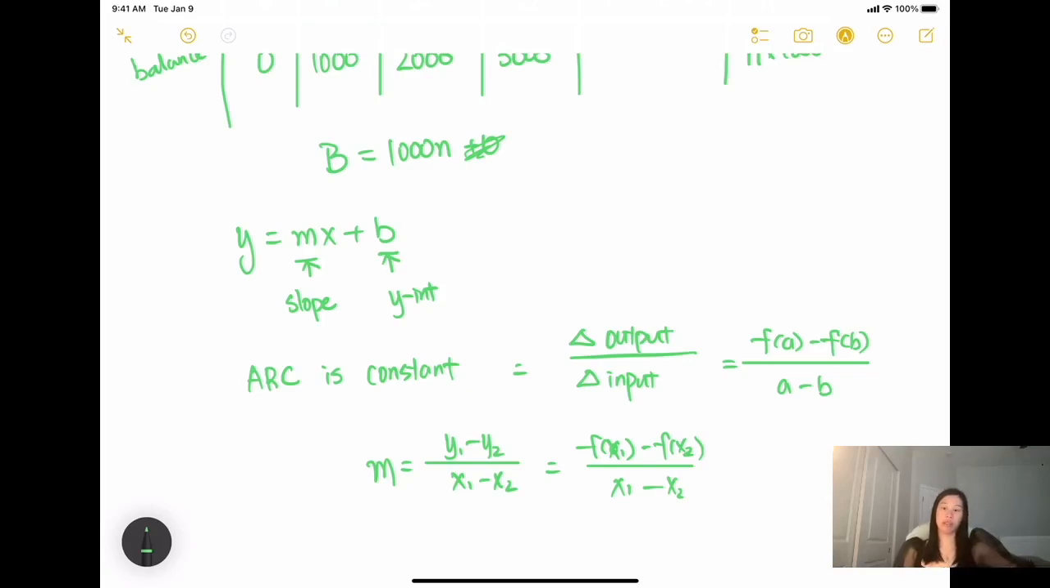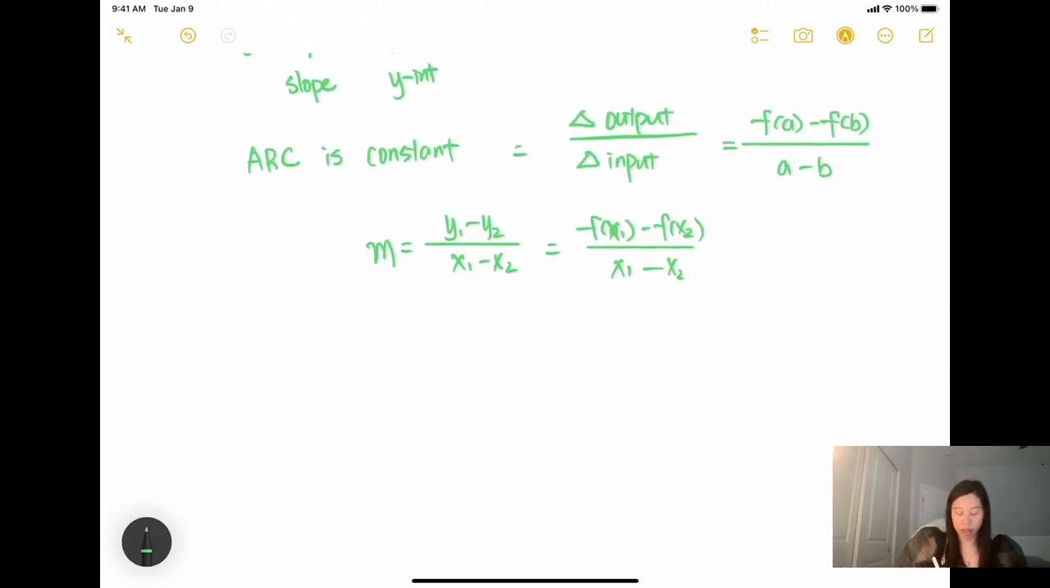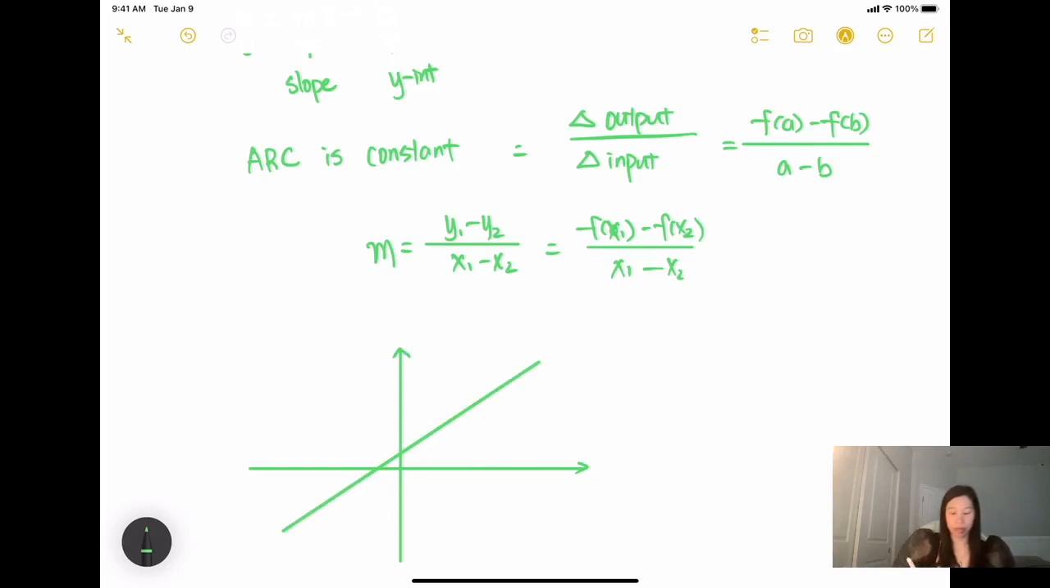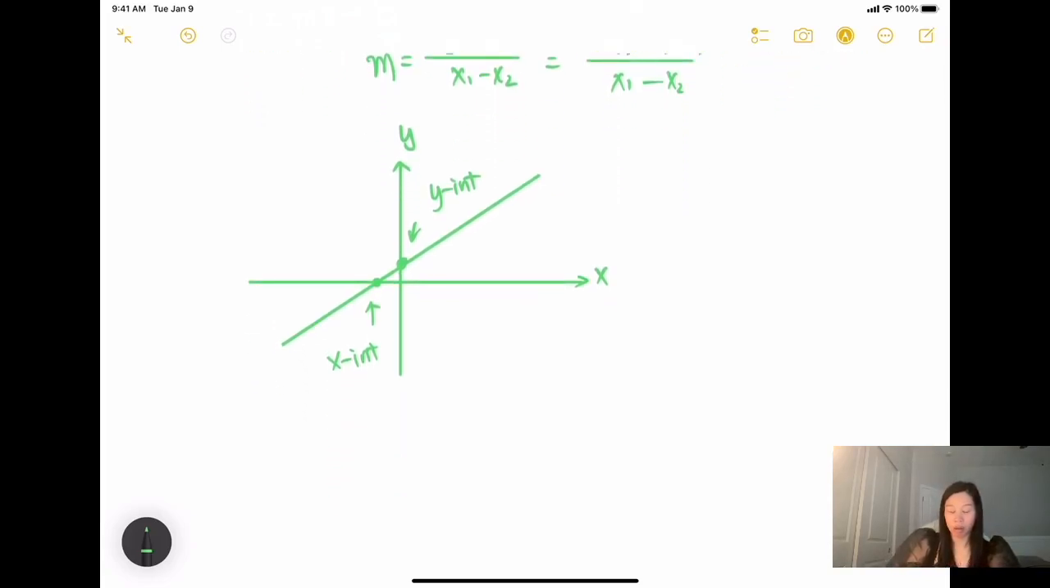So what does the graph look like for a linear equation? The graph is going to be a straight line, like this one. This dot is called the y-intercept, and this one is the x-intercept. Every linear equation will have just one y-intercept and one x-intercept. Sometimes the x-intercept and y-intercept are the same.